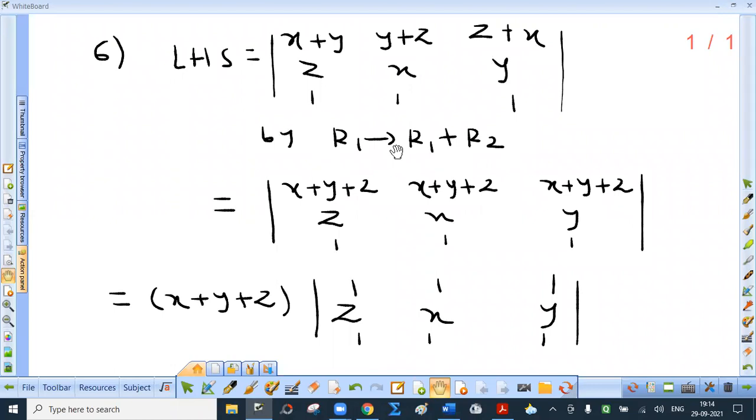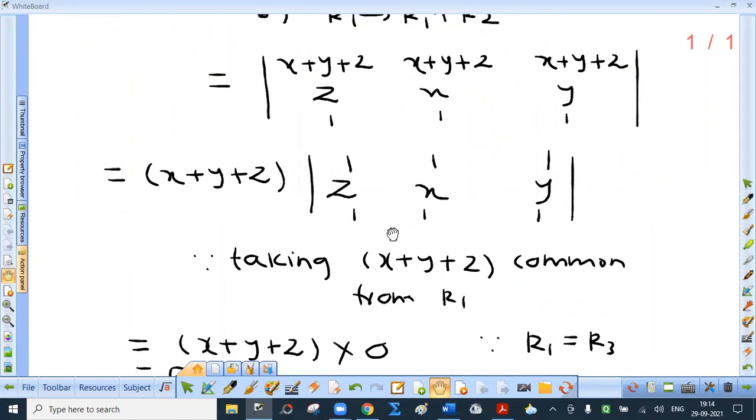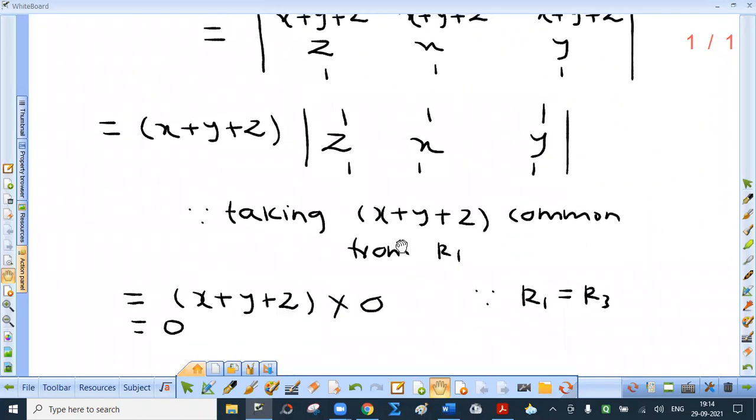Again, simple one. R1 changes to R1 plus R2. So each element in R1 becomes x plus y plus z. Take x plus y plus z common to get first row 1, 1, 1, second z, x, y, third row 1, 1, 1. As R1 and R3 are identical, the value of the determinant is nothing but 0.